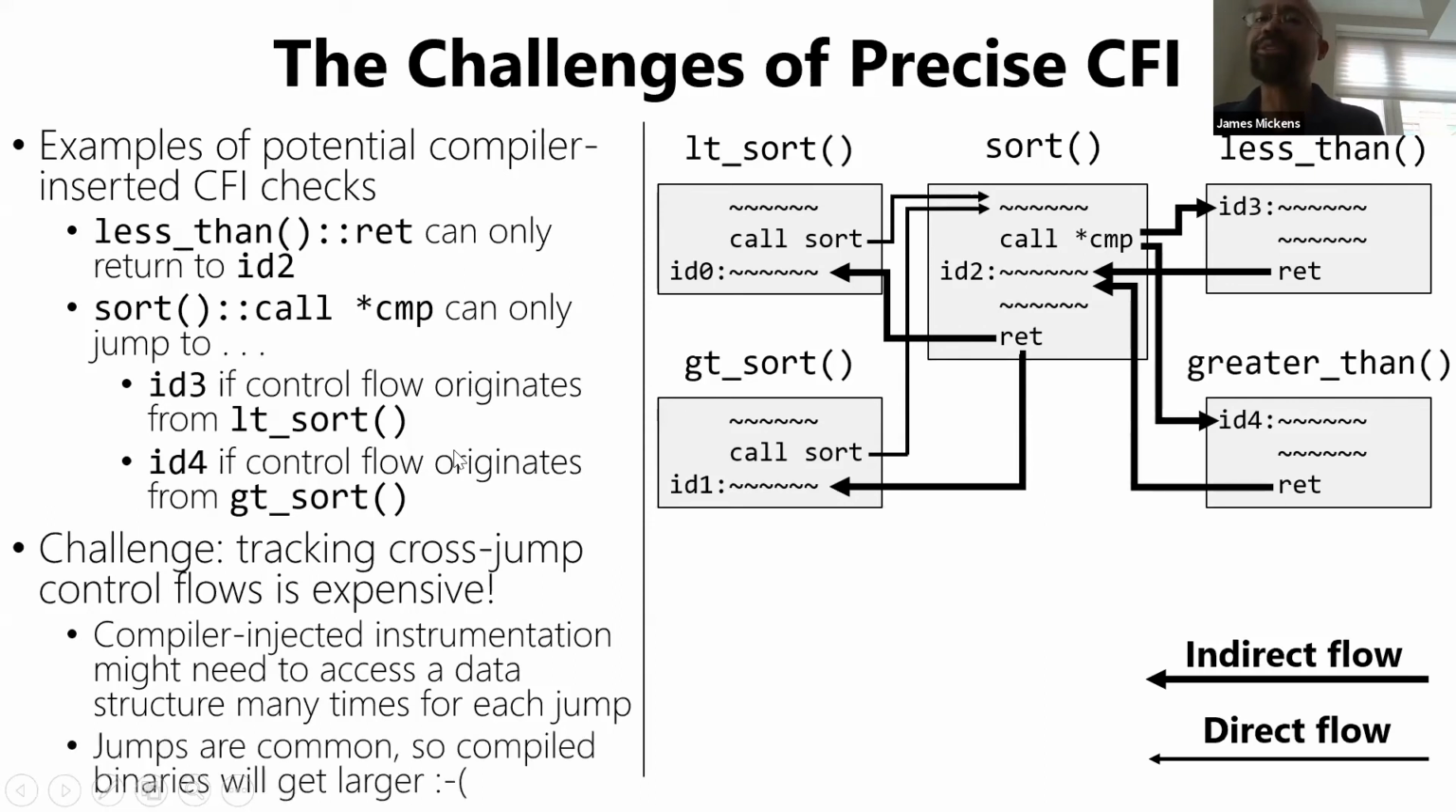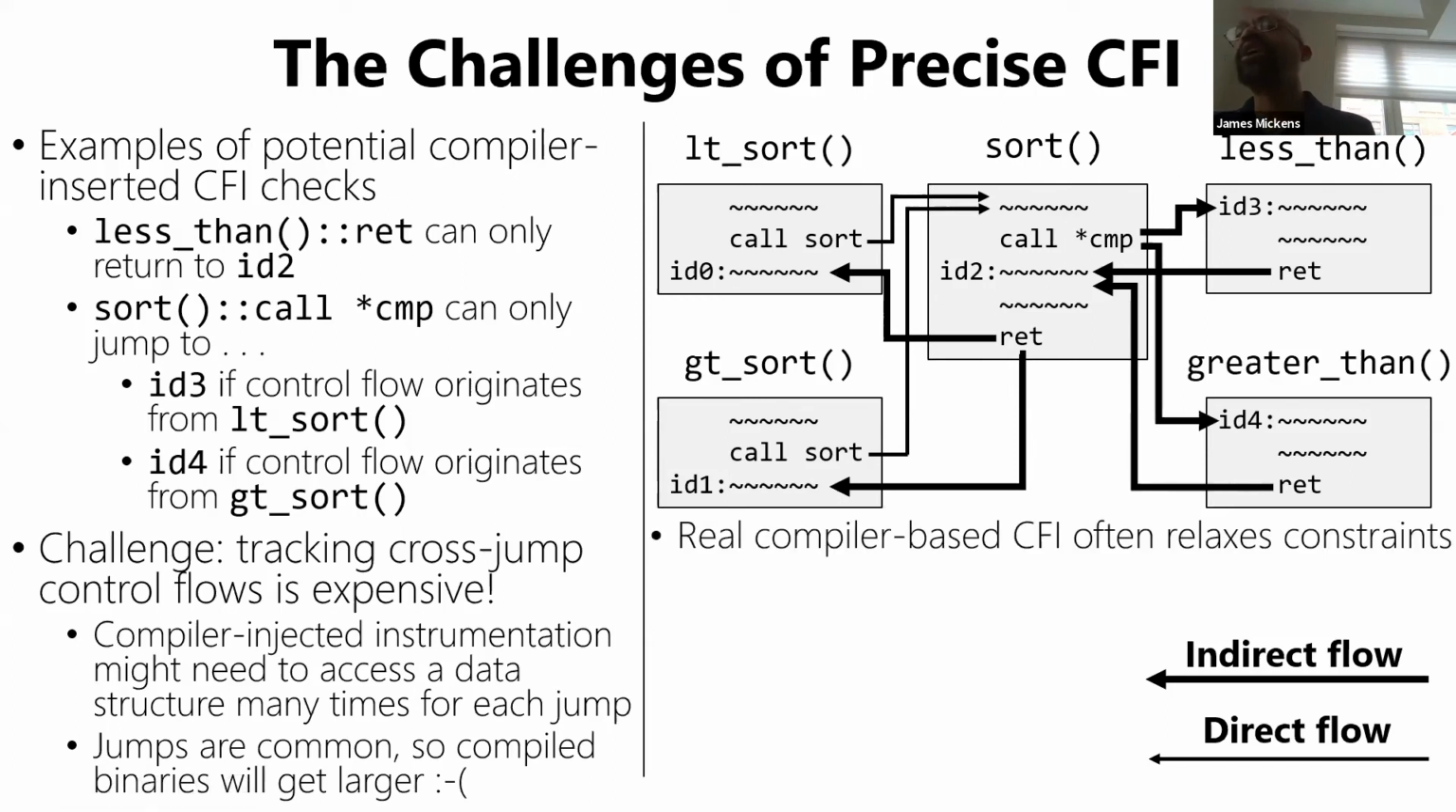Now, the problem here is that jumps are very common. So if we were going to do the naive thing of checking a full-blown data structure for every control flow and maintaining that data structure whenever we transfer the value of RIP to some different value, that would be very expensive. So what does this mean with respect to how CFI gets implemented in practice?